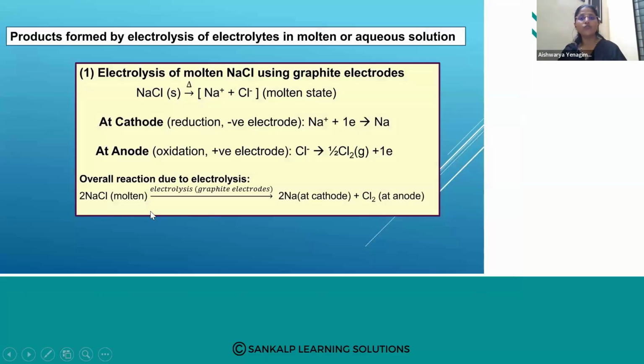Fine. So products formed during the electrolysis of brine solution. First, electrolysis of molten NaCl using graphite electrodes, inert electrodes we have taken. In the molten state, NaCl dissociates as Na+ and Cl-. The cathode is connected to the negative terminal, so electrons are there, and Na+ will go to the cathode. There Na+ will take those electrons. When Na+ takes those electrons, there is gain of electrons, which means reduction, happening at the negative electrode, and forms Na.